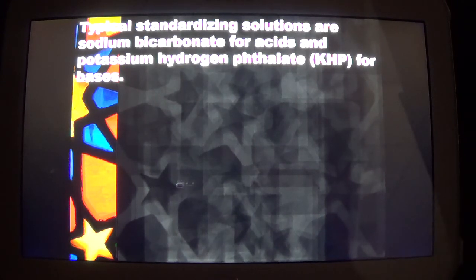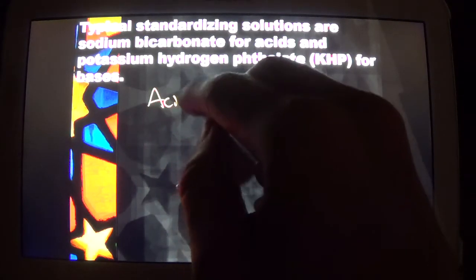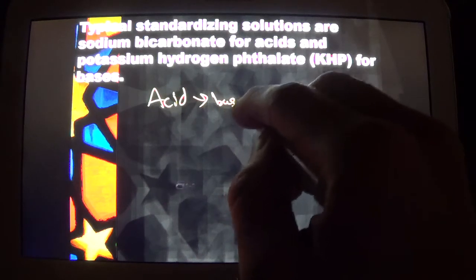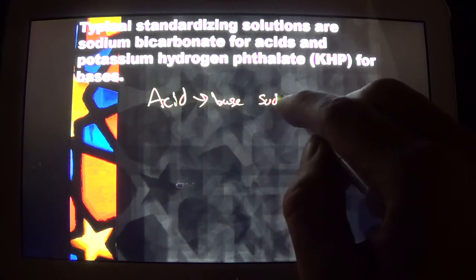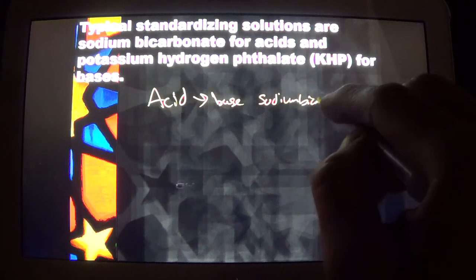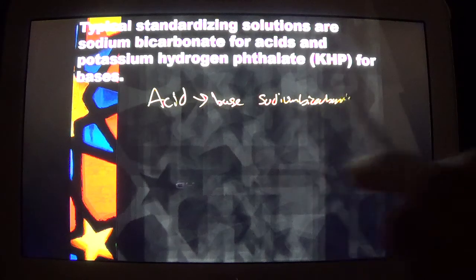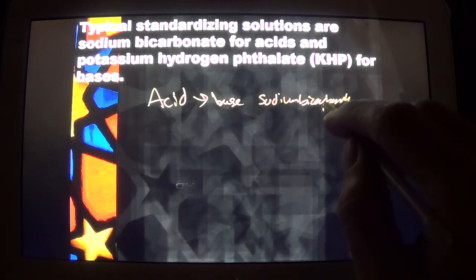So typically, check this out. If we need to standardize an acid, we're going to standardize an acid with a base. And the base we typically use to standardize an acid with is sodium bicarbonate, otherwise known as baking soda. I would dissolve some in water, a known amount. I would make a molarity solution, and I would know that.